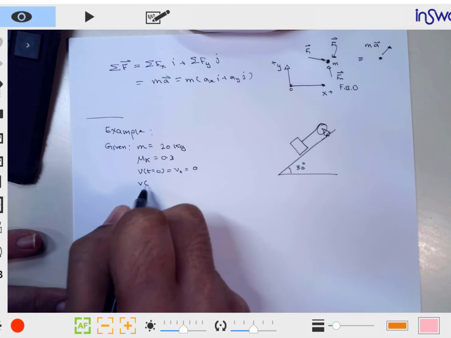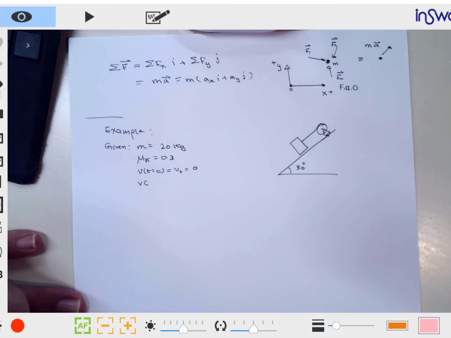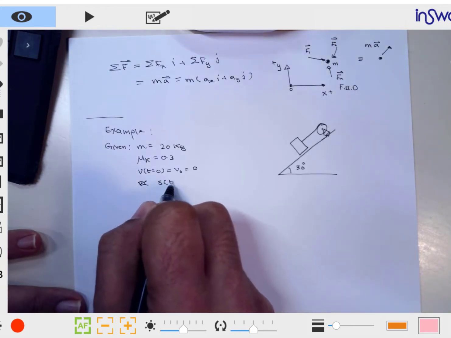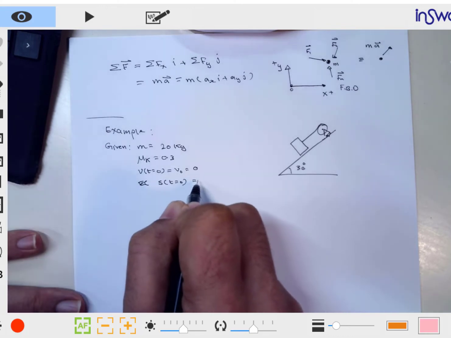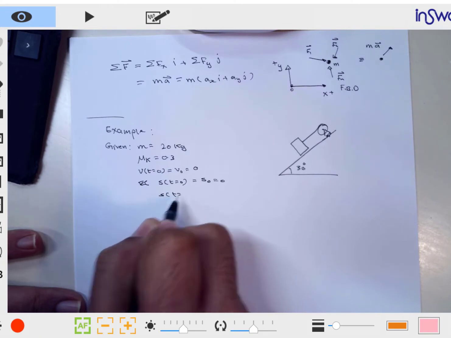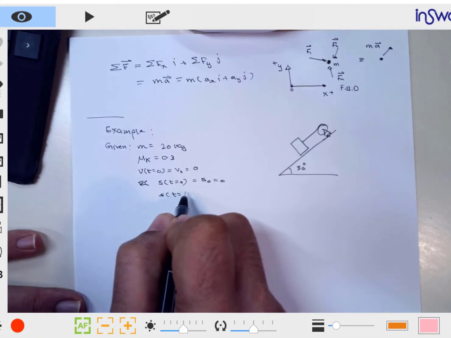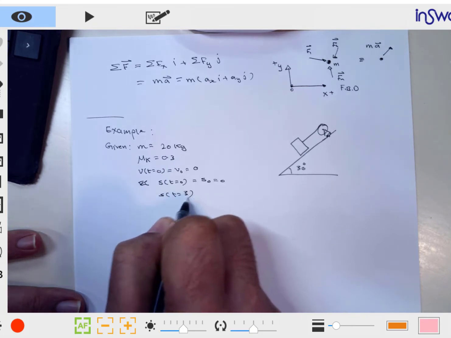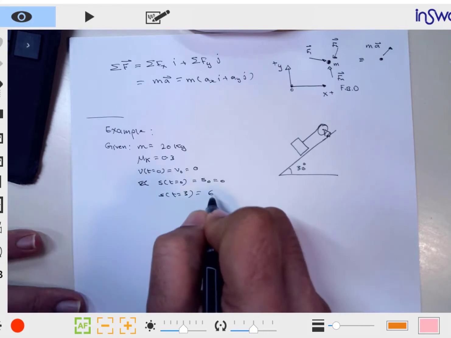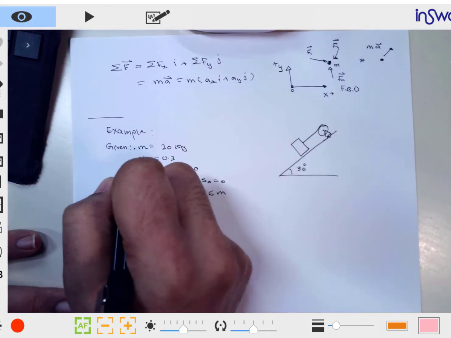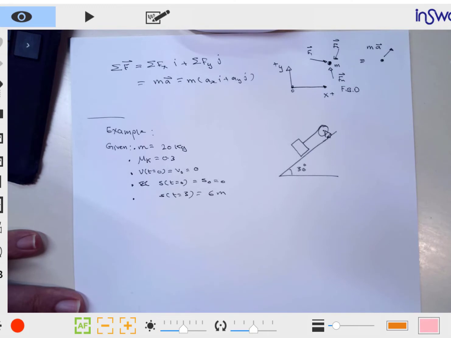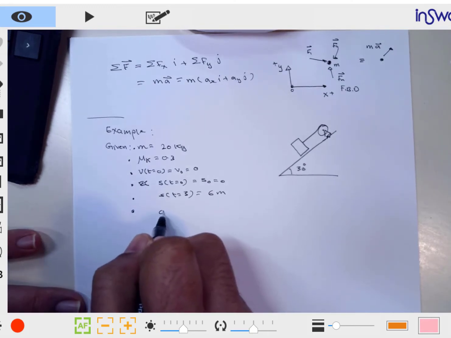It says that the object travels a distance. Also, initially the position we can assume to be 0, and within 3 seconds this travels 6 meters. So this is all given: 1, 2, 3, 4, and 5. Anything else? Yes. Most importantly, the acceleration is a constant.